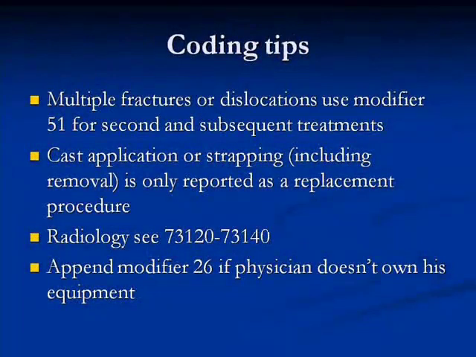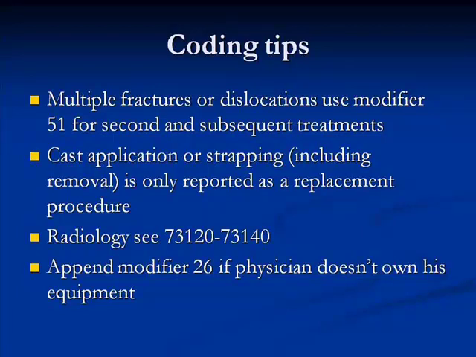Coding tips. When multiple dislocations are treated, report one dislocation treatment as a primary procedure and append modifier 51 to subsequent procedures. According to CPT guidelines, cast application or strapping, including removal, is only reported as a replacement procedure or when the cast application or strapping is an initial service performed without restorative treatment or procedure.